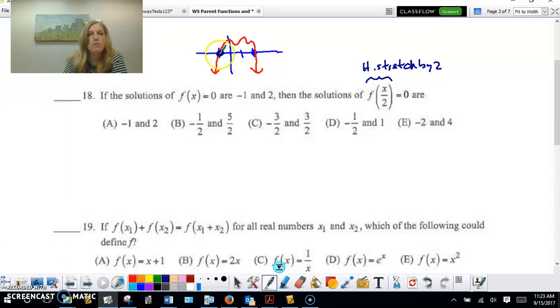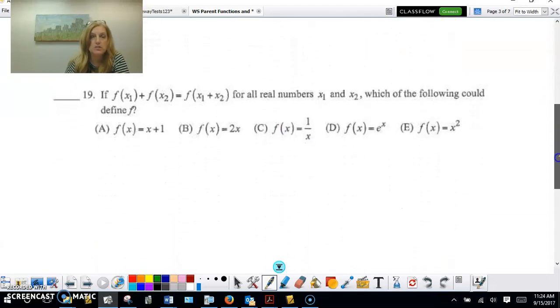Well, if this was at -1, the new f of x over 2 gets stretched out to be twice as far away. And this is at 2, would go twice as far away, so it would end up at 4. So your new solutions to this are going to be at -2 and 4, which your solution would be E. And the new graph would still have the same basic shape. It's just going to be stretched out from what it was. Again, using the idea of transformations to solve problems.